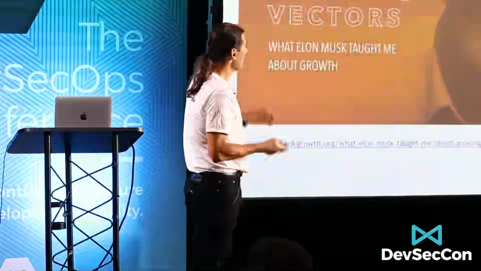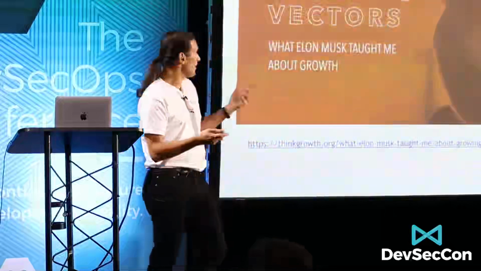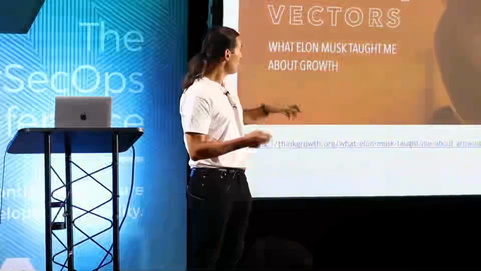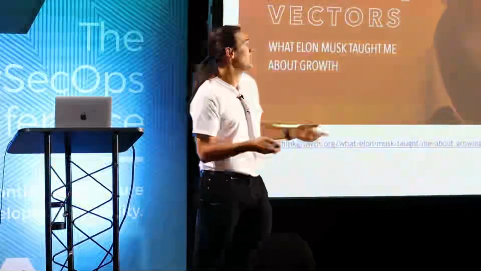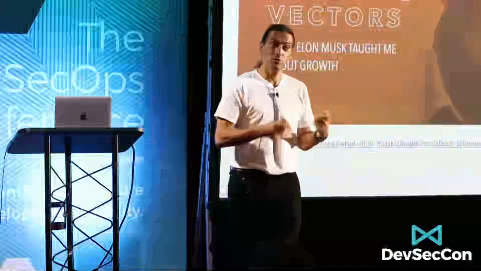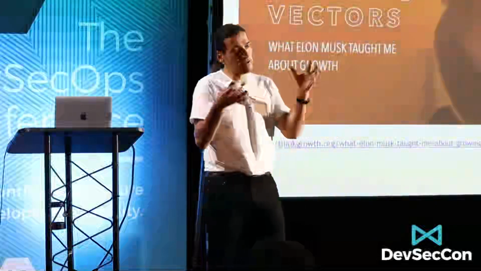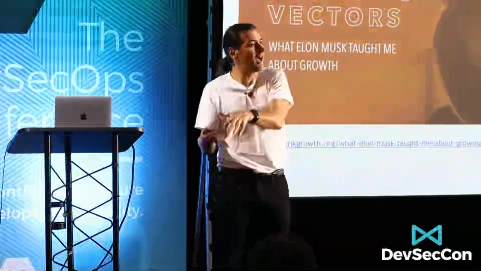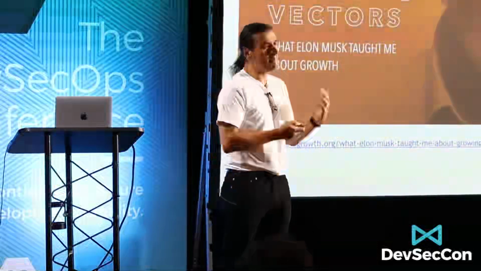So I'll do that. I saw this great presentation a couple of days ago from these guys who talk about what Elon Musk taught me about growing a business. And the thing that Elon Musk said to him was, every person in your company is a vector, and the progress is determined by the sum of those vectors. So think about a graph: the direction of your graphs and the connections of your graphs and how they go makes a big difference.